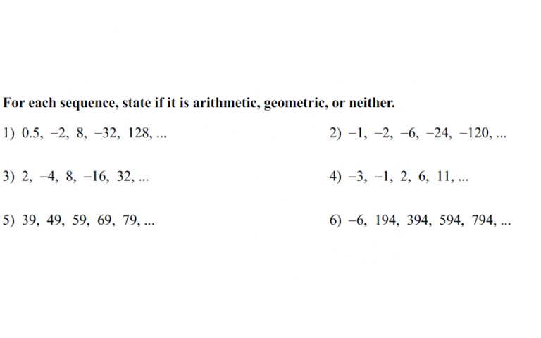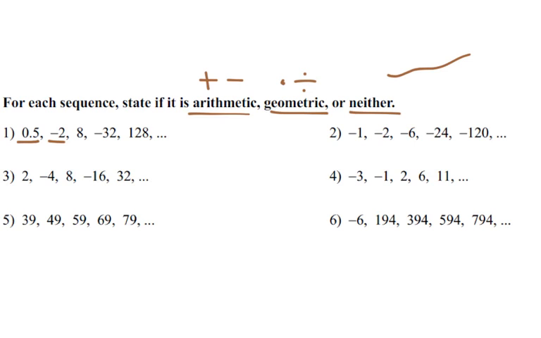So, on these first ones, we're just telling us, is it arithmetic, geometric, or neither? So how is it growing? Remember, arithmetic, adding or subtracting. Geometric, multiplying or dividing by the same number. Both of them, neither, some other weirdness going on. Okay, so 0.5 to -2.